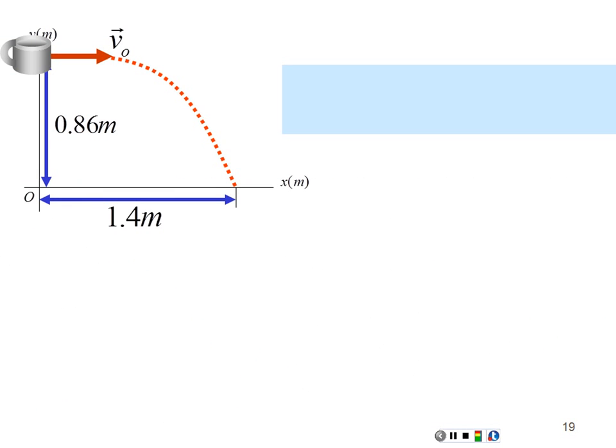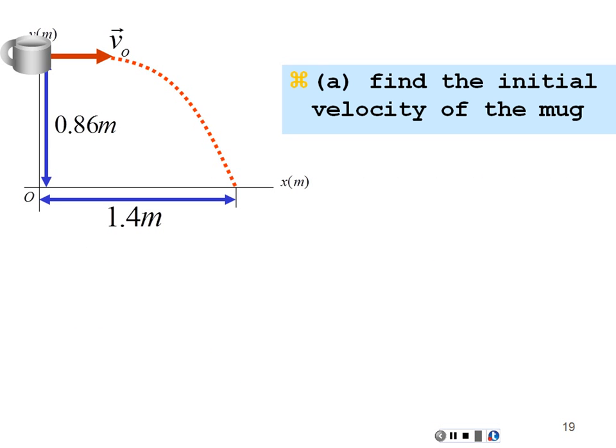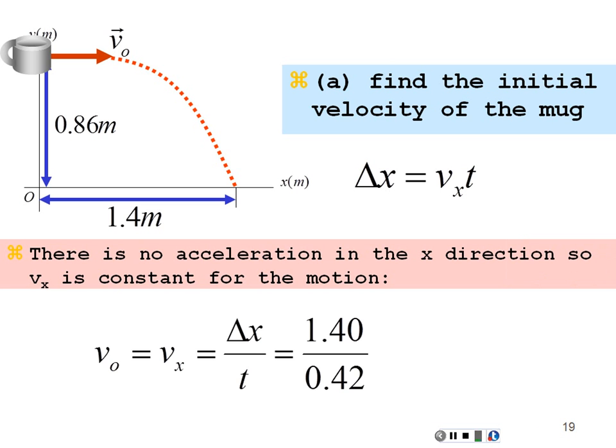Now that I have the time, I know that'll be the same time that's moving in the x direction. So I'm going to use that time to help me do the kinematics for the x direction. Let's find the initial velocity of the mug. We can use the x direction motion to do this. We know that our displacement will equal our x velocity times time. No acceleration to worry about because the acceleration in the x direction is 0.